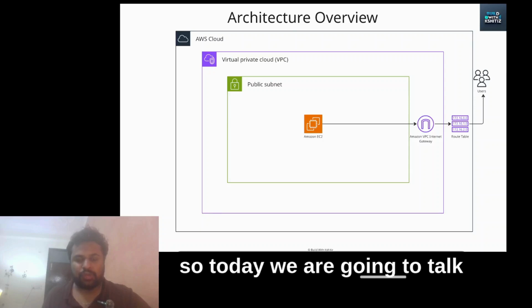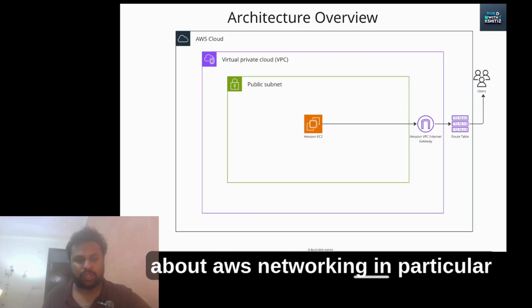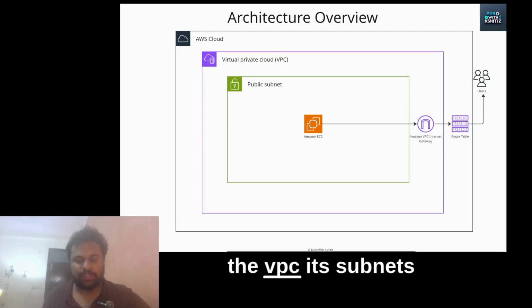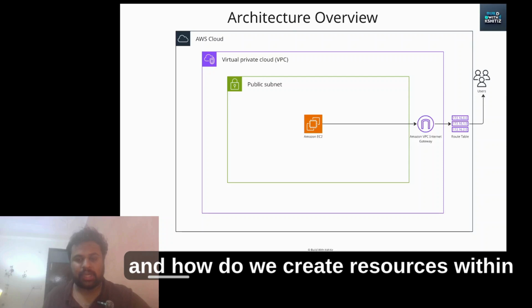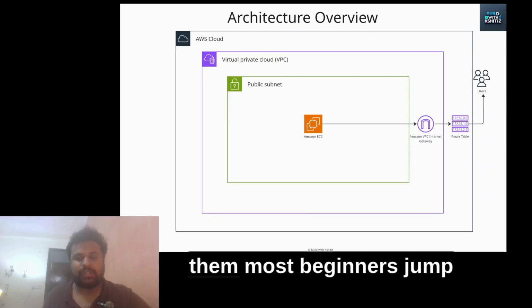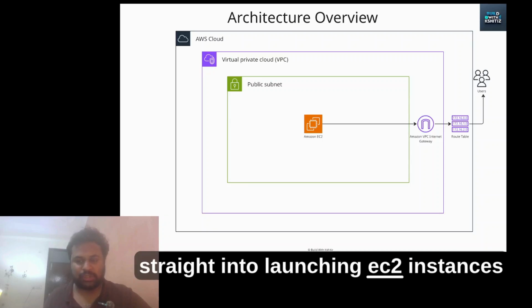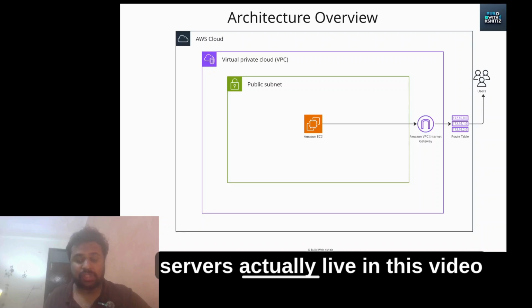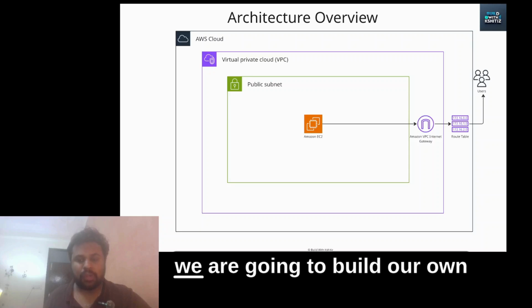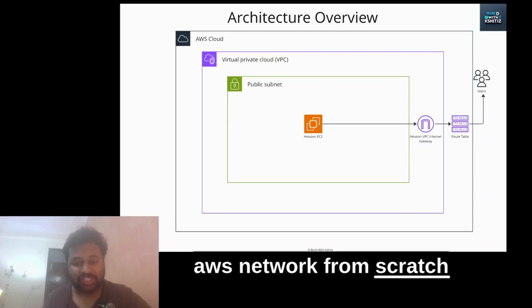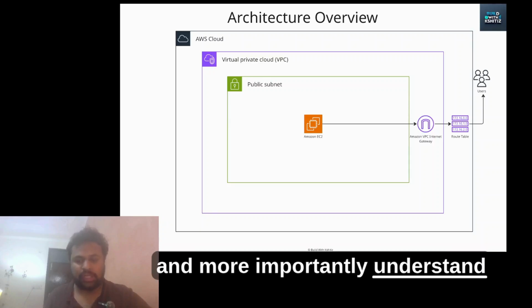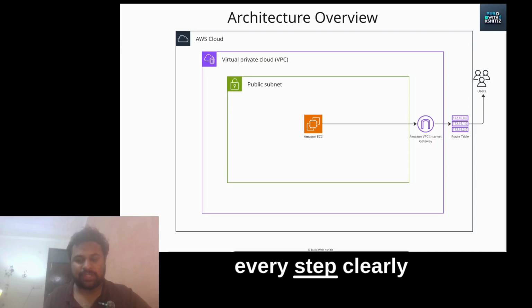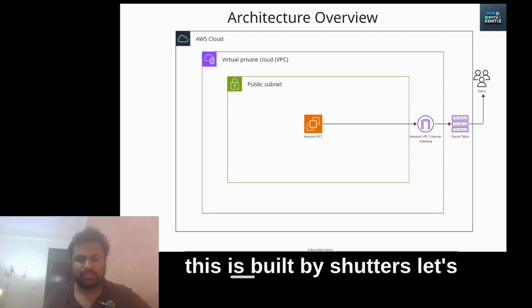So, today we are going to talk about AWS networking, in particular, the VPC, its subnets, and how we create resources within them. Most beginners jump straight into launching EC2 instances without realizing where those servers actually live. In this video, we are going to build our own AWS network from scratch and, more importantly, understand every step clearly. This is built by Kshitiz.